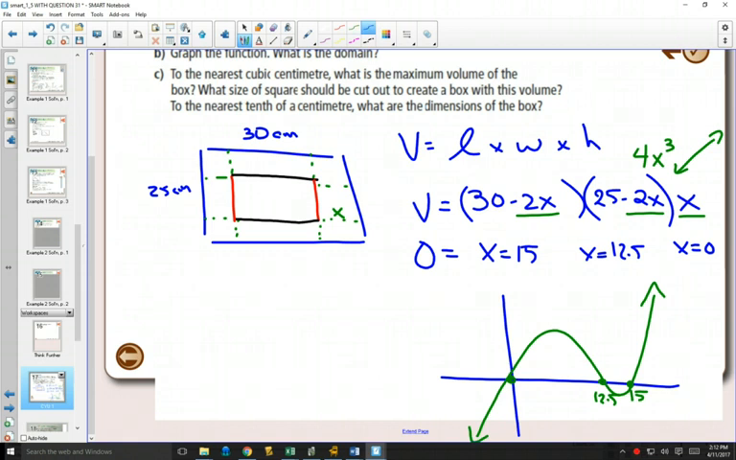This is the graph of the entire function, but if we're thinking about our actual situation, we have to think about what is the domain that makes sense. And the only part that makes sense is this section in here. So our domain says that x has to be between 0 and 12.5. Otherwise, we don't have a volume at all.